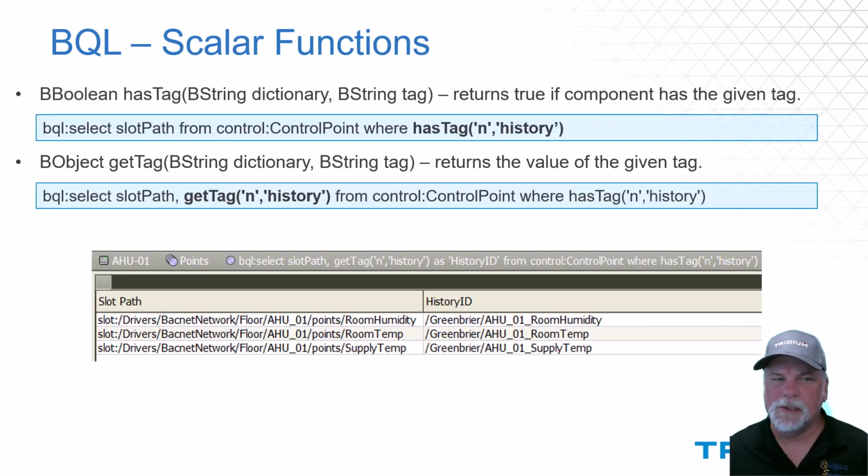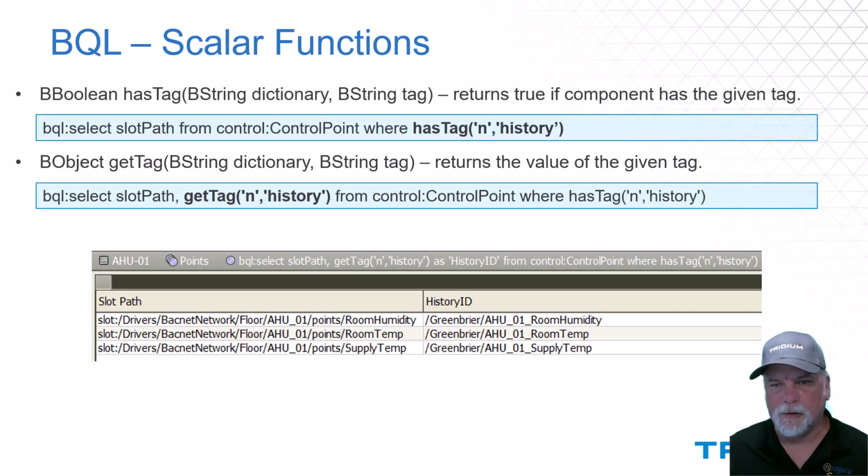A couple more scalar functions that we have here. There are two scalar functions for checking whether a tag exists on a component and also for getting the tag value. Both of these functions take two strings. In single quotes, the first string will be the namespace of the dictionary, and the second string will be the name of the tag. The has tag would normally be used within the predicate to help identify components within the station that have a specific tag associated with them. The get tag would be used in the projection, and it would display the actual tag value.